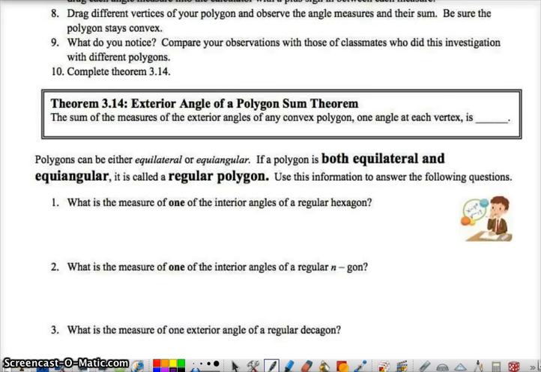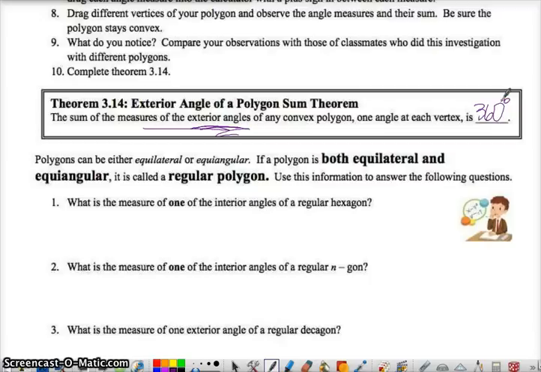Okay, so theorem 3.14 says the sum of the measures of the exterior angles of a convex polygon, one angle at each vertex, is 360 degrees. So no matter how many sides you have, a decagon, dodecagon, a 32-gon, the exterior angles will always add up to 360 degrees. Now we're going to apply that information to do problems to practice.